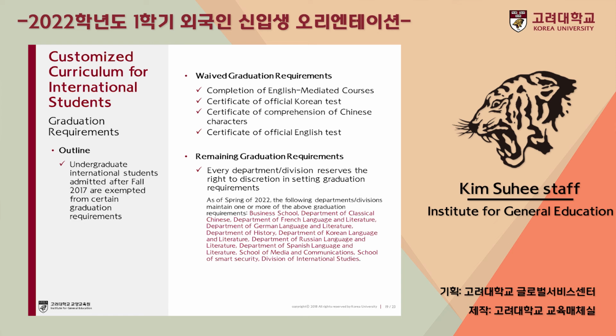As of spring of 2022, the following departments or divisions maintain one or more of the above graduation requirements: Business School, Department of Classical Chinese, Department of French Language and Literature, Department of German Language and Literature, Department of History, Department of Korean Language and Literature, Department of Russian Language and Literature, Department of Spanish Language and Literature, School of Media and Communications, School of Smart Security, Division of International Studies.